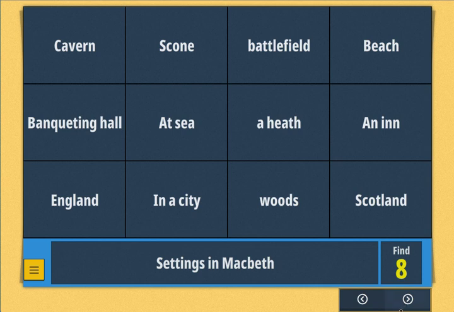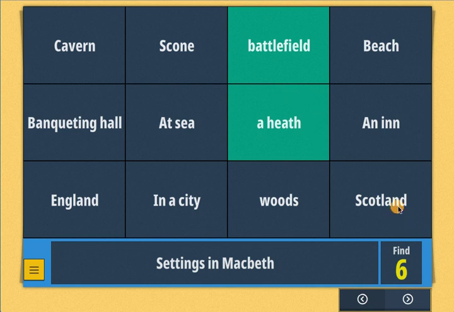Okay everyone, so we'll have a go at seeing if we can find the 8 that are correct. Let's start with the most obvious one. So the battlefield is a correct answer. And a heath, correct answer. So we've got the battlefield and the heath from the very beginning of the play, and the heath obviously where the witches are meeting in that first opening scene.